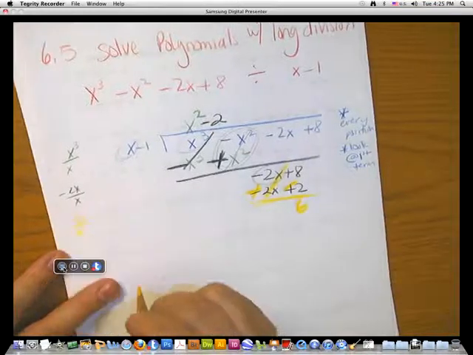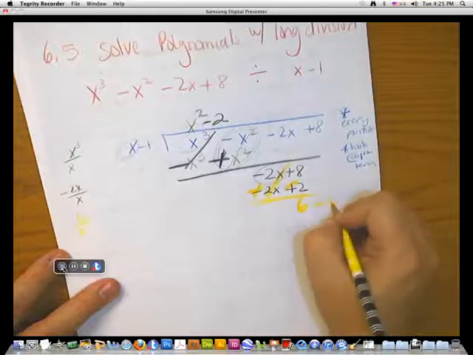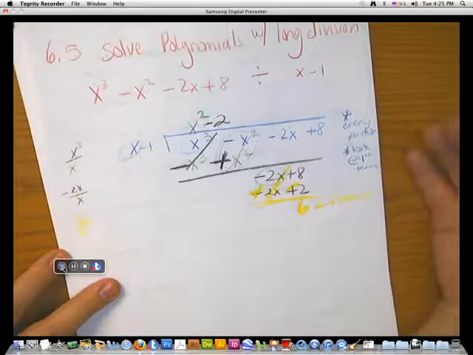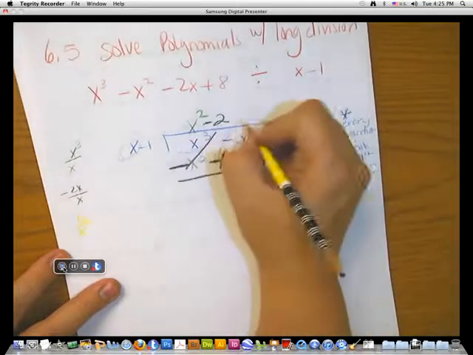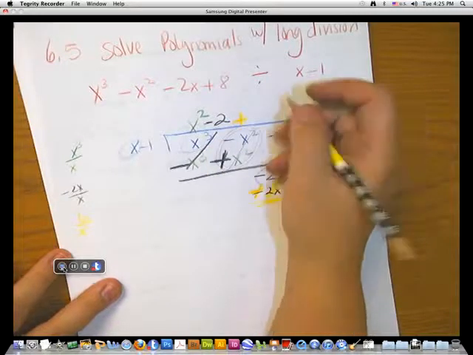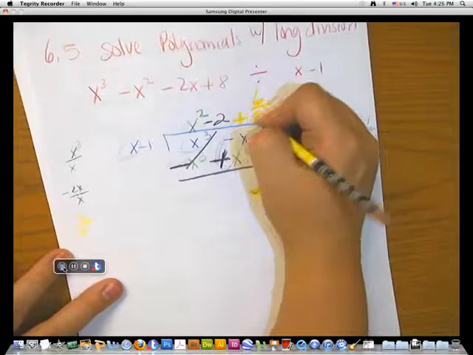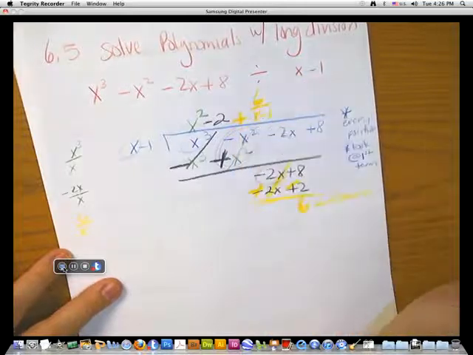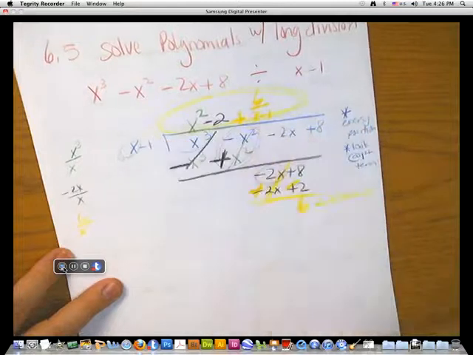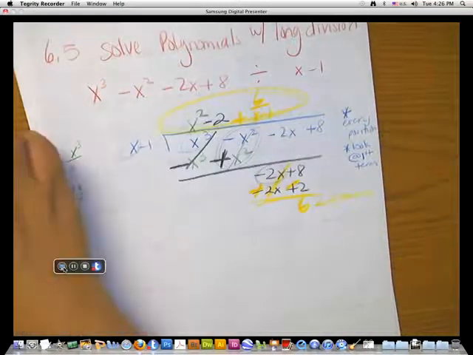6 divided by x. Well, x does not go into 6. Therefore, it's a remainder. And just like remainders from the past, we put them in our problem, and we're going to always use a plus sign. The remainder, so in this case 6, over the divisor of x minus 1. So that's our solution. x squared minus 2 plus 6 over x minus 1.